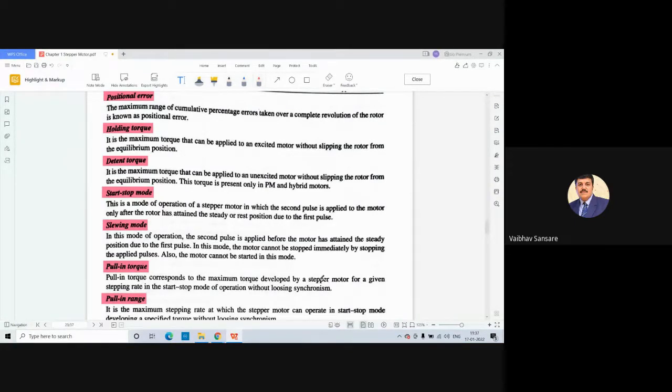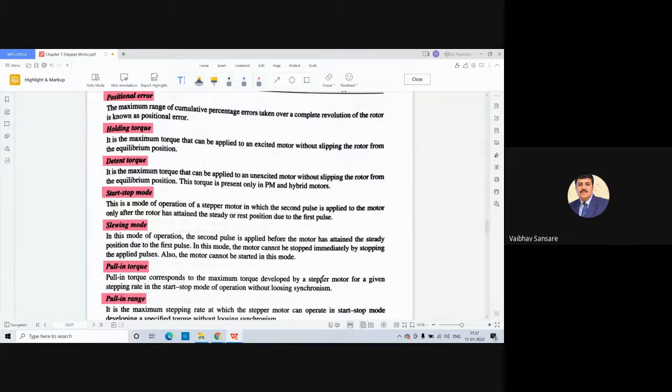Now there is a second mode of operation, which is the slewing mode of operation. What is the meaning of this slewing mode? In this mode, the operation is opposite to that of the start-stop mode. In the slewing mode of operation, the second pulse is applied before the motor has attained the steady position due to the first pulse. Initially we apply the first pulse, but before the rotor attains its steady position or rest position, we apply the second pulse. After that we apply the third pulse and so on.